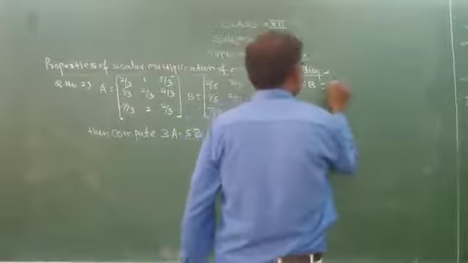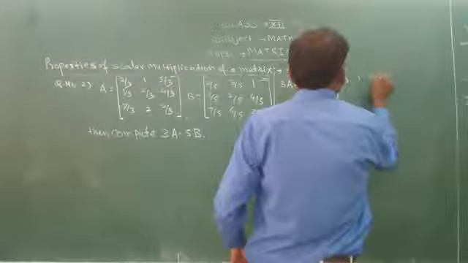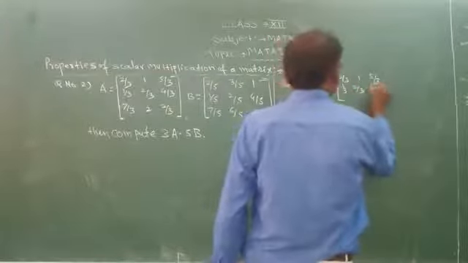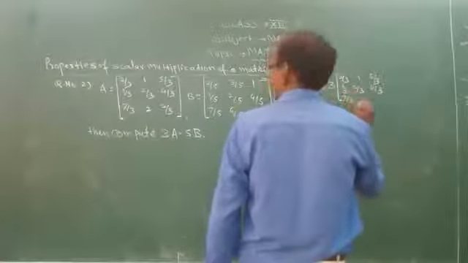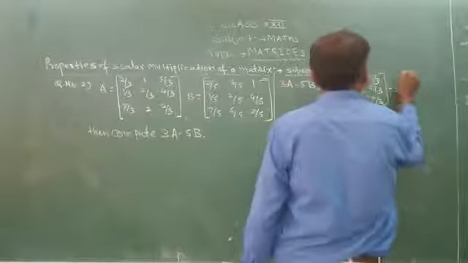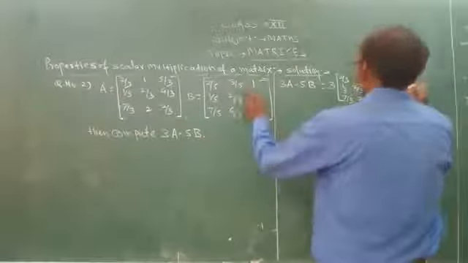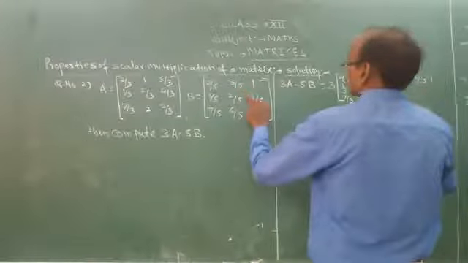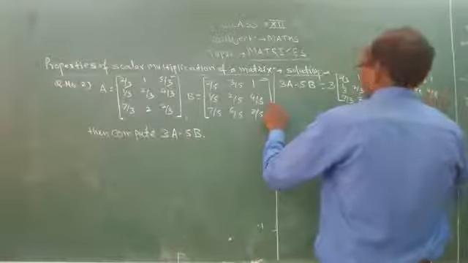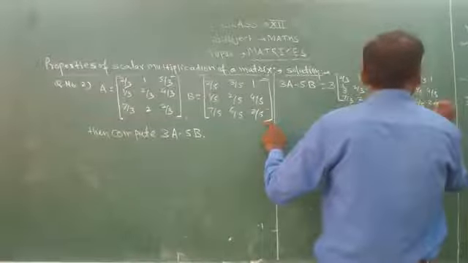This is equal to 3 times A. What is A? A is 2 by 3, 1, 5 by 3, 1 by 3, 2 by 3, 4 by 3, then 7 by 3, 2, 2 by 3. Then minus 5 times B: 2 by 5, 3 by 5, 1, 1 by 5, 2 by 5, 4 by 5, then 7 by 5, 6 by 5 and 2 by 5.